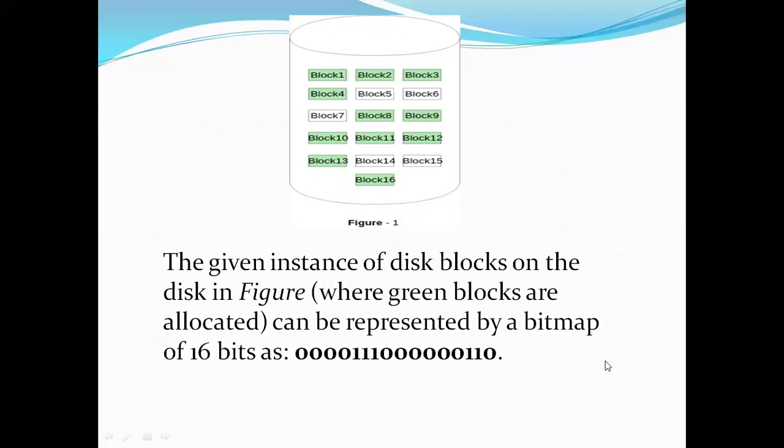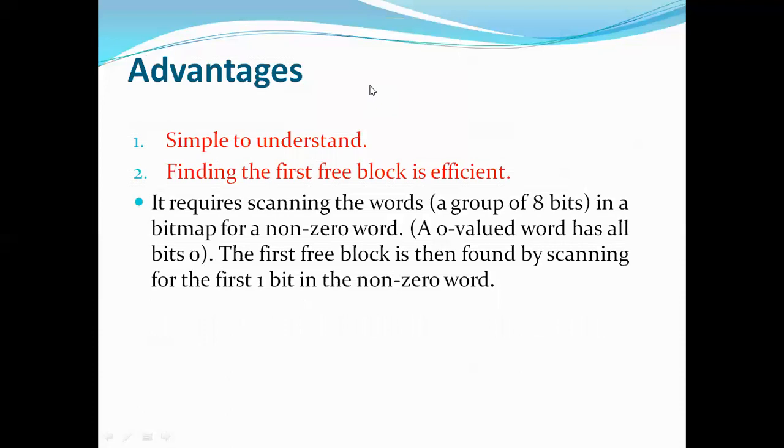If you have more than two words, then you can identify out of those three words which one is completely zero. So nothing is there. That's why it's 0. So 8 into 0 plus first bit which is 1 is fifth location. So I got it as 5. So it means that in all these blocks, the fifth block is the first block which is free. So that is how you can easily find out the first free block. So that is the advantage. So second advantage says that finding the first free block is efficient.